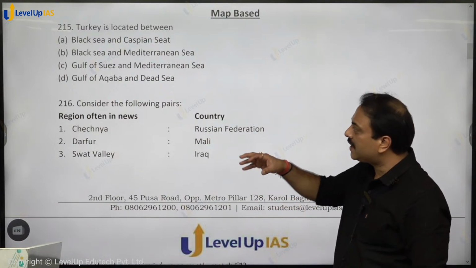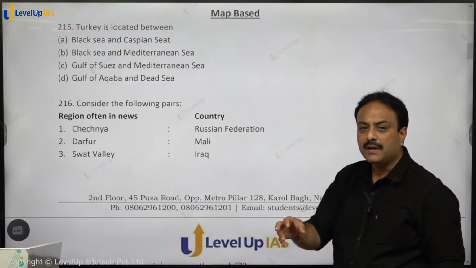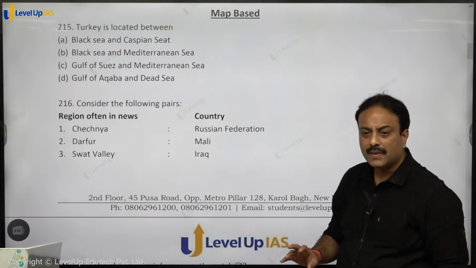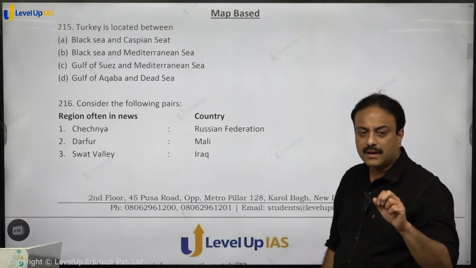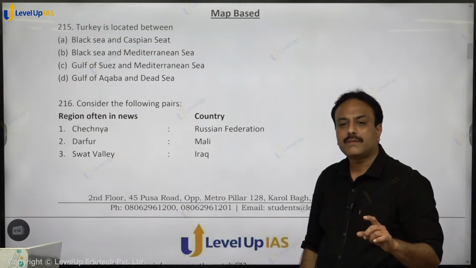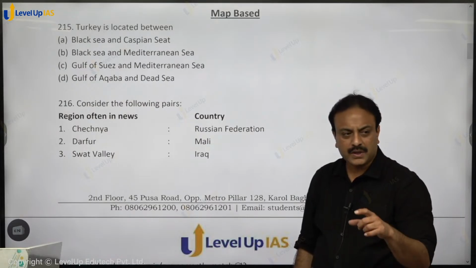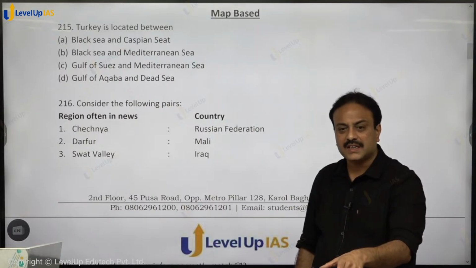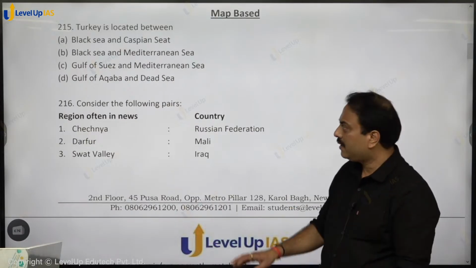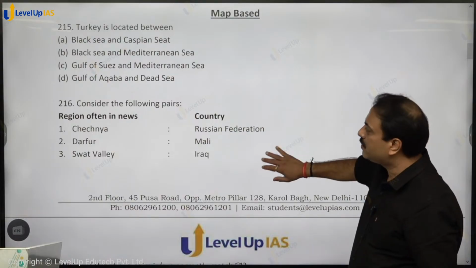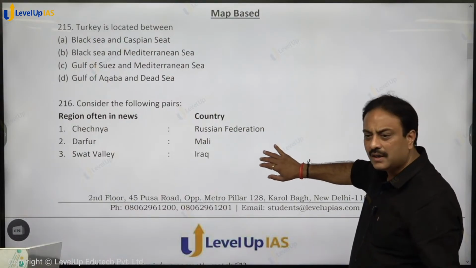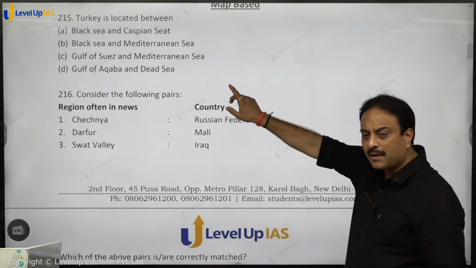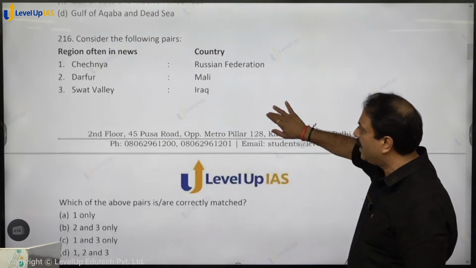Turkey has been at the center of world stage for negotiating various things related to Russia and Ukraine. When grains were allowed for export from Ukraine to ensure the availability of food grains throughout the world, then also Turkey was at the center stage. World Bank was there, UN was there. So Turkey remains, so there will be some other question given on Turkey. Here the answer is Black Sea and Mediterranean Sea, option B for boy.